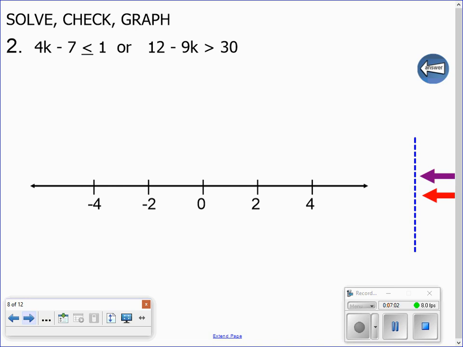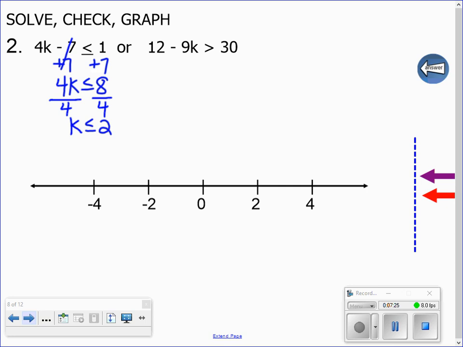So let's solve this one. For solving this first one right here, we're going to add 7 to both sides because we do addition and subtraction first. That will leave us with 4k is less than or equal to 8. We want k, so we'll divide both sides by 4. 8 divided by 4 is 2, so we know that k is less than or equal to 2.